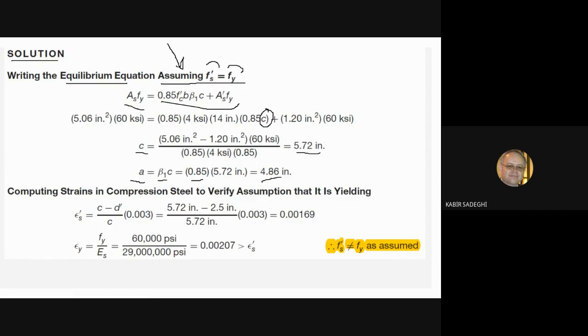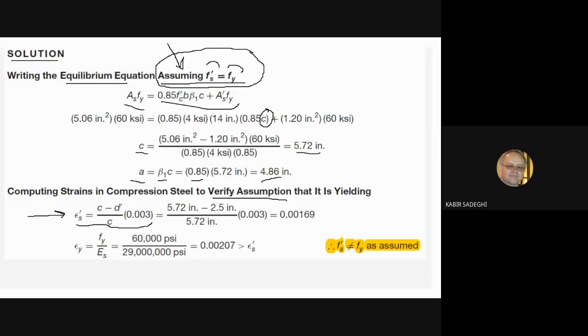And now we are checking our assumption. What was the assumption? The assumption is whether the compression steel is yielded or not. How do we verify the assumption? By calculating the strain at compression steel, which is epsilon prime s, from the equation that we found from the similarity of two triangles in the diagram of strains.